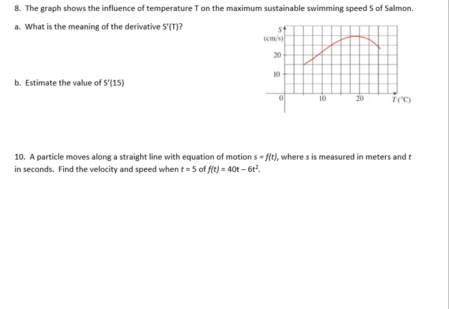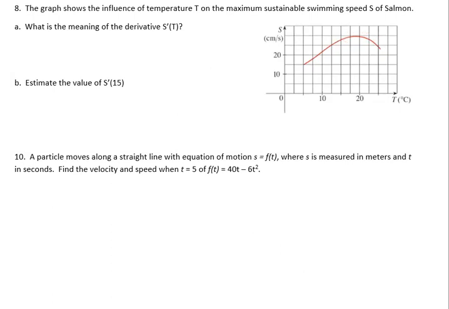So this graph evidently is the temperature to swimming ratio for salmon. When the temperature is a little bit colder, the salmon swim slower. When the temperature warms up a bit, they increase. But look what happens when it gets hotter, they slow down again. So it looks like salmon's optimal temperature and swimming speed is in this range. So what is the meaning of the derivative s prime of t?